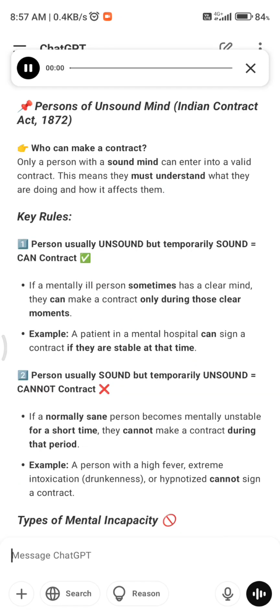Persons of unsound mind, Indian Contract Act 1872. Who can make a contract? Only a person with a sound mind can enter into a valid contract. This means they must understand what they are doing and how it affects them.